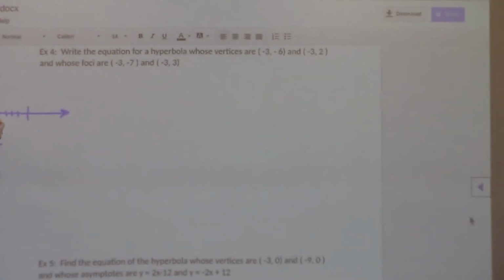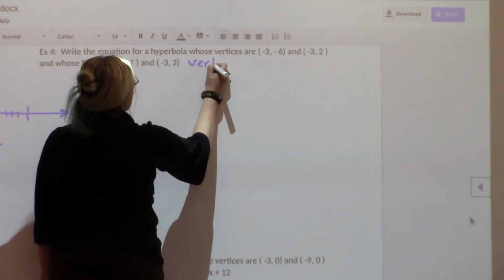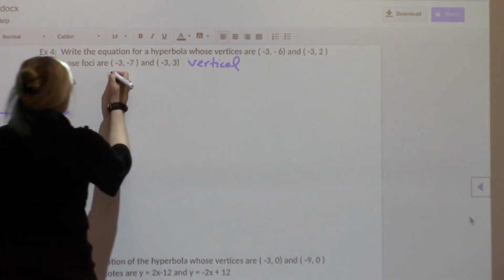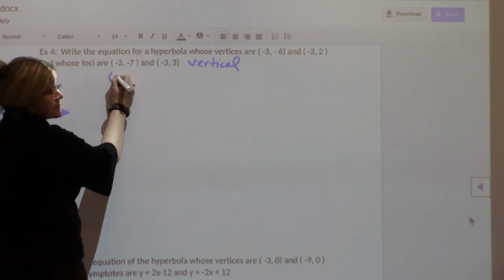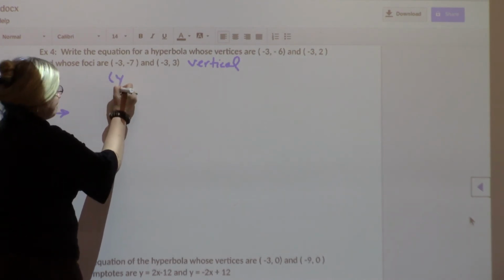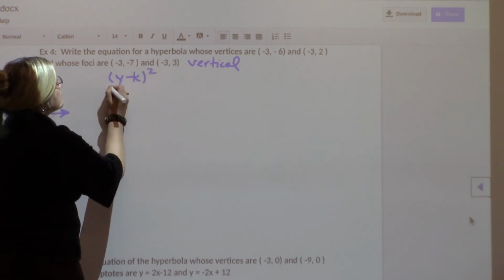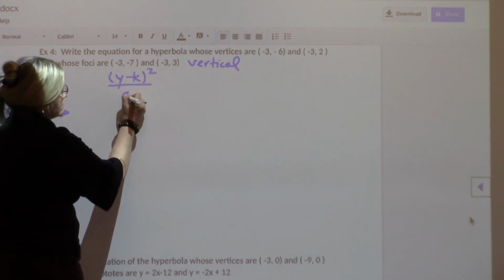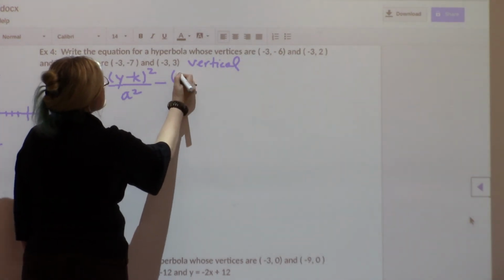So -3, -6 puts one of them here. And the other one is at -3, +2, which puts it right here. So which way is this oriented? Vertically. So it is vertical, which means that it is the equation (y minus k) squared over a squared minus (x minus h) squared over b squared.